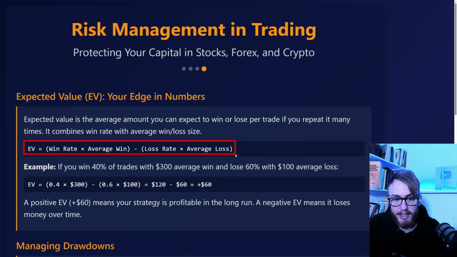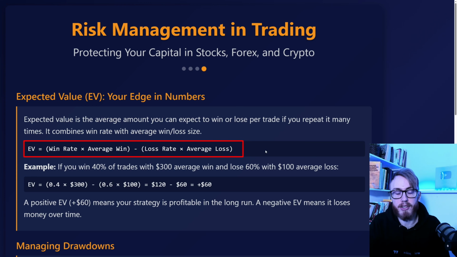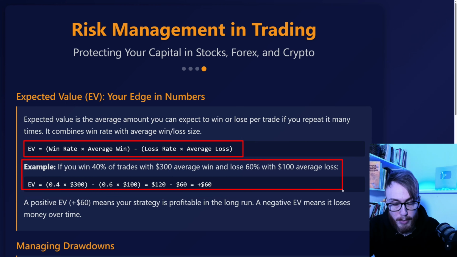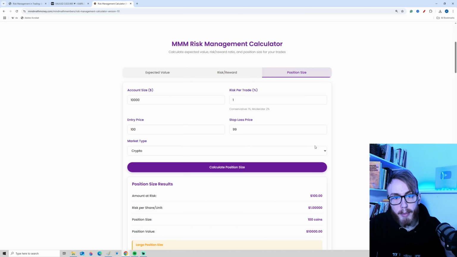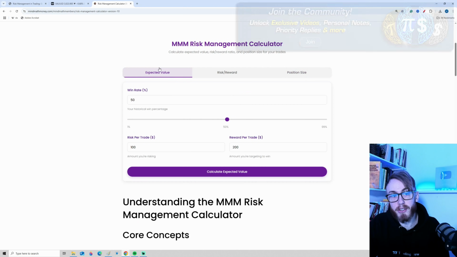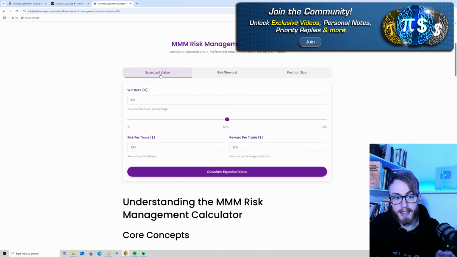So as you can see, right here is the formula for expected value. The formula is that you take the win rate times how much you win, minus the loss rate times how much you lose. So here is a simple example, but as always, I do think it's so much easier to just use our Mind Math Money calculator. So now we are back here in our Mind Math Money risk management calculator. You simply want to go here to expected value.